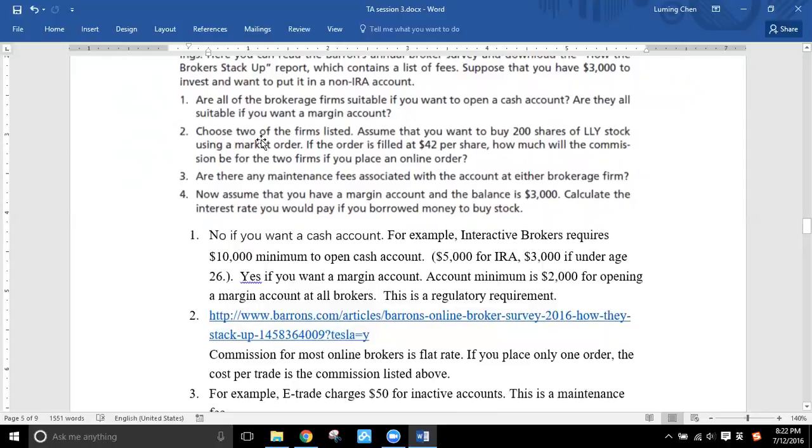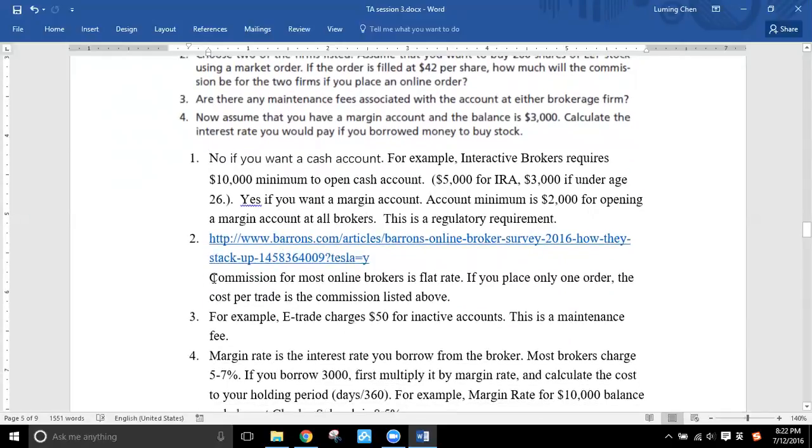Number two, choose two of the firms listed. Assume that you want to buy 2,000 shares of LY stock using a market order. If the order is filled at 42 per share, how much will the commission be for the two firms if you place an online order? So note that commission for most online brokers is a flat rate. On this Barron's website, it ranges from $1.88 to $8.9 per trade. So it's a flat rate no matter how many shares are in each trade.